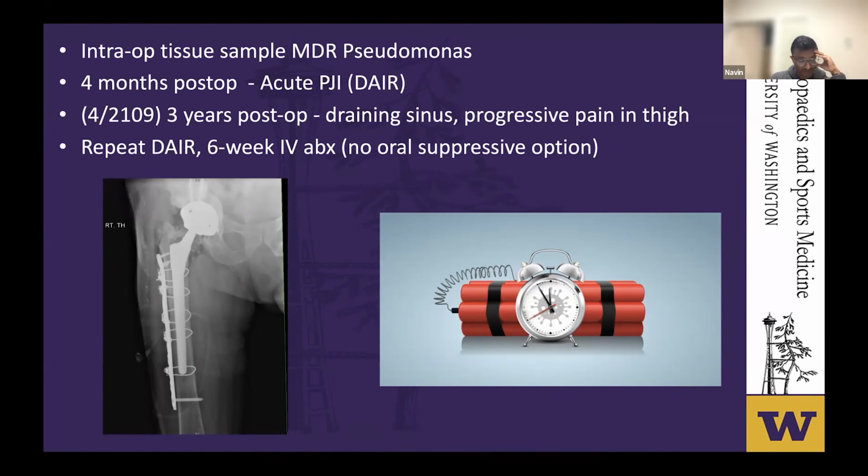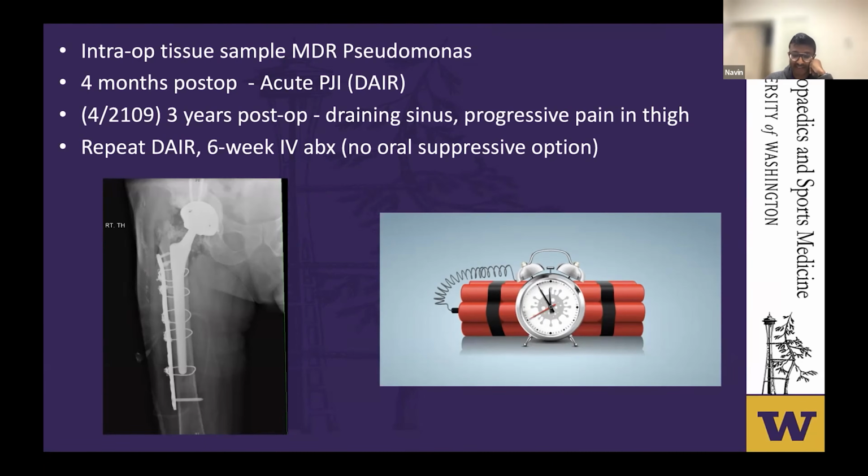4 months postoperatively, he presented with symptoms consistent with acute PJI and underwent a DAIR procedure with intraoperative tissue, again consistent with MDR Pseudomonas. He did well, but presented approximately 3 years later with a draining sinus and progressive pain in his thigh. So although not impossible, the morbidity of a two-stage procedure in this case is clearly very high, likely requiring plate removal, ETO, stem resection, etc. So the decision was to proceed with a repeat DAIR.